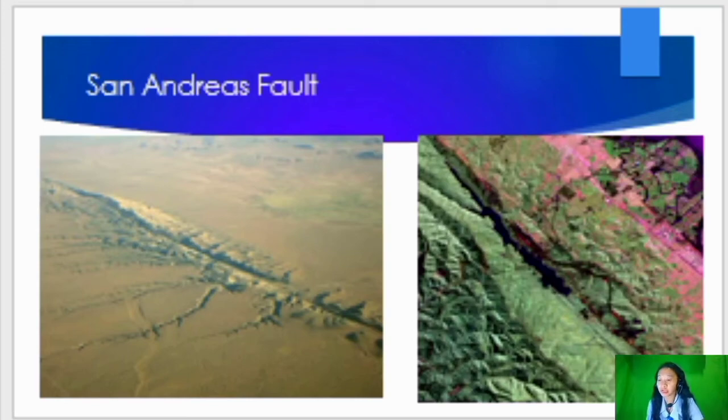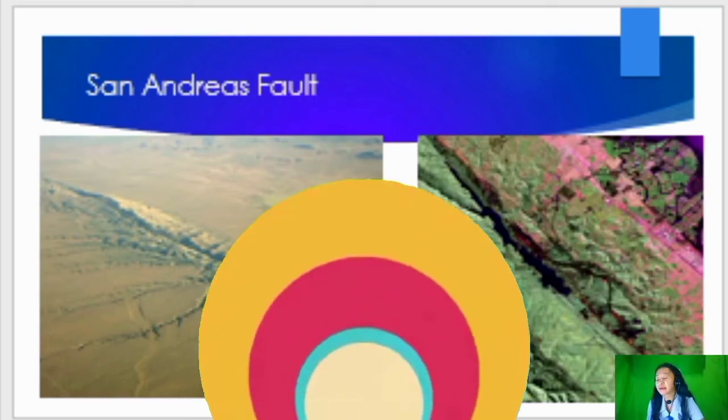So to further understand, we have the cookie activity number 3. So this will represent a transform fault boundary. So please carefully observe the video.